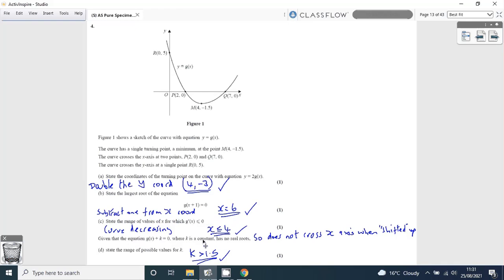Now for part D, given that the equation g(x) plus k equals 0, where k is a constant, has no roots, state the value. So we're going to be shifting the graph upwards. Okay, this is outside the function. So how far would we have to shift the graph upwards to no longer either cross or touch the x-axis? Well, we're going to have to go greater than 1.5 to get beyond the x-axis. So k has got to be greater than 1.5.